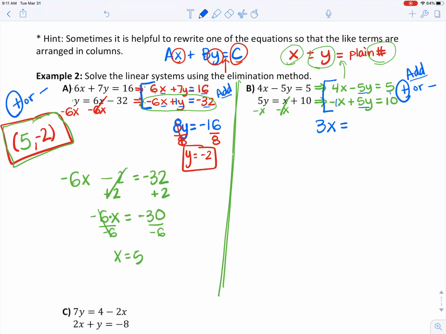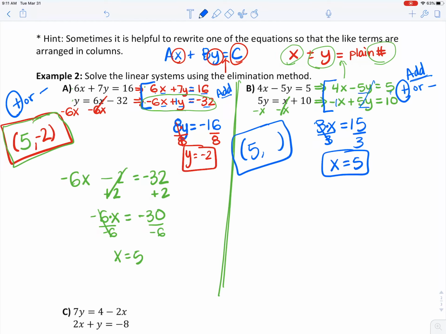And if I did negative 5y plus 5y, we said that that was 0. So now we have 5 plus 10, which is 15. All right, how do you get rid of that 3 times x? You divide. So x is equal to 5. And that is half of my answer.